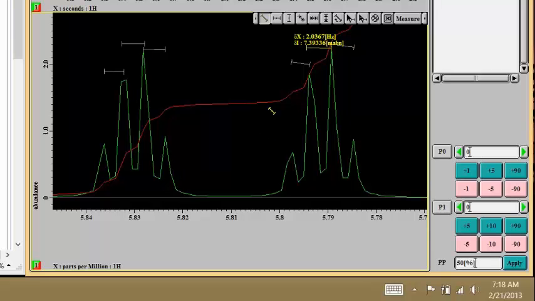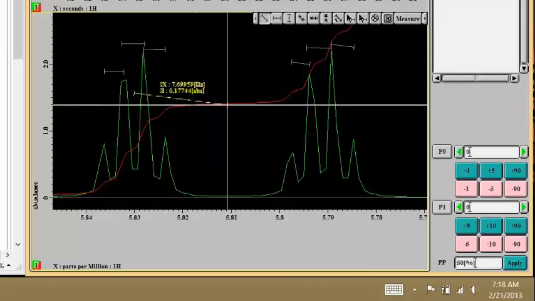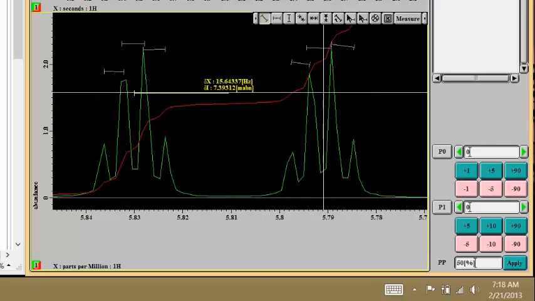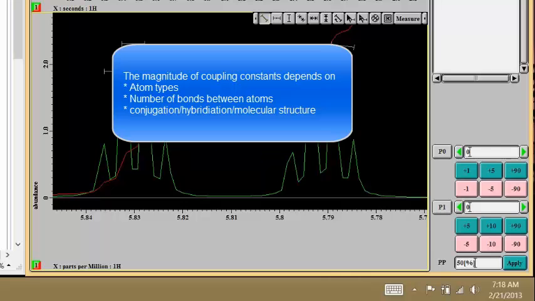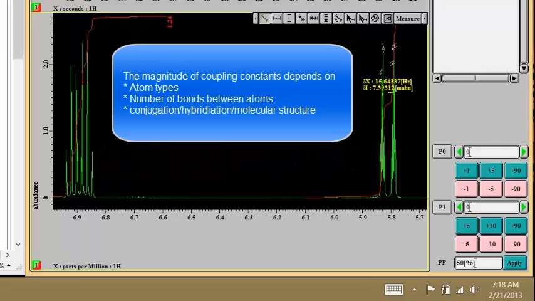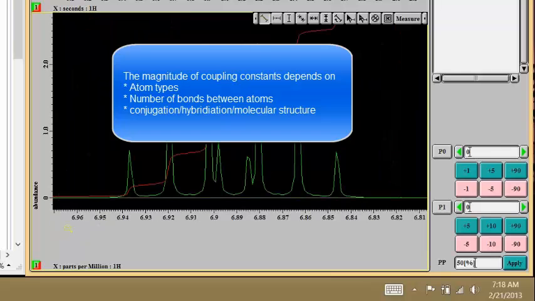Now, what about the separation between these two larger features? Let's go to the middle of here to the middle of here. And that's around 15 hertz. Okay, so the closer the neighbors are, the larger the interaction is going to be. In general, there are going to be exceptions, but in general, the closer the interaction, the larger the separation between the peaks. Let's go ahead and do the same analysis for the ones over here.